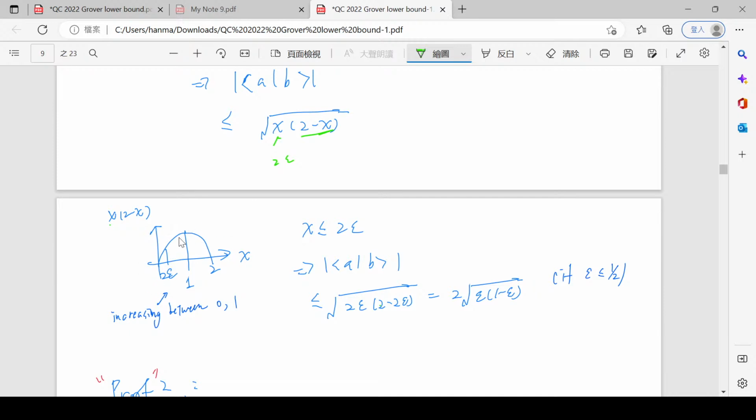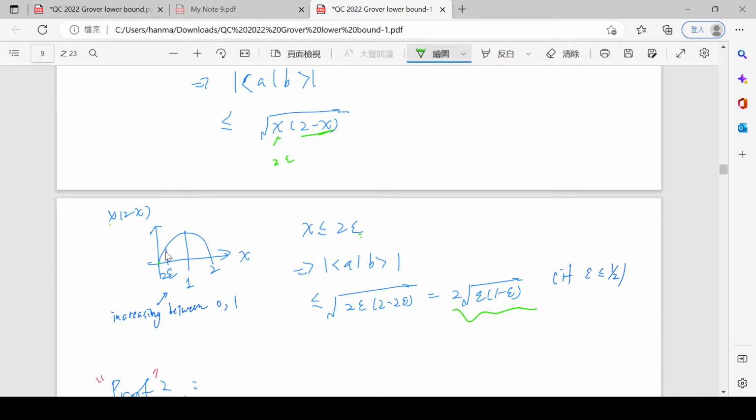And so you plot this parabola, then you see that this function is increasing when x is between 0 and 1. So you know that when x is less than 2 epsilon, then this function is less than its value when x is equal to 2 epsilon. Okay. So it's increasing, so when x is less than 2 epsilon, then the absolute value of this inner product is less than 2 epsilon times 2 minus 2 epsilon, and this is what we said we should get, 2 times square root epsilon times 1 minus epsilon. Okay.